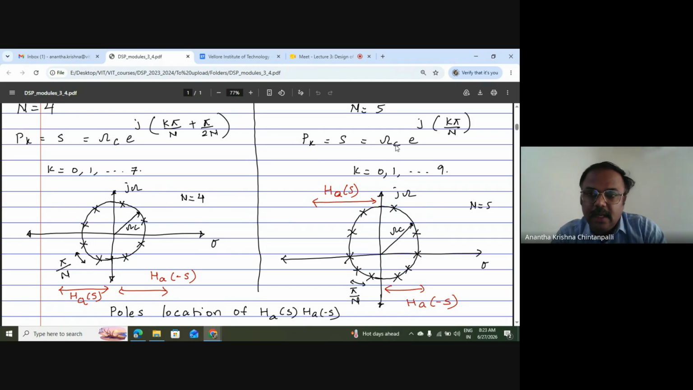Now if I look at n is equal to 5, that means that I need to have 10 poles.